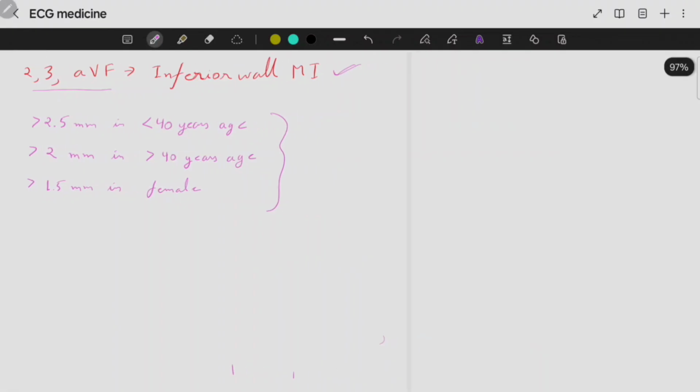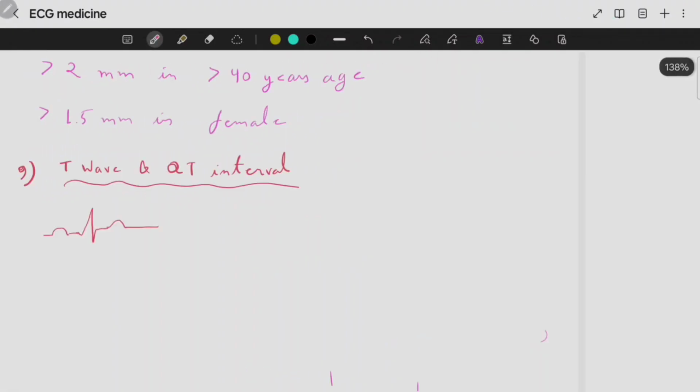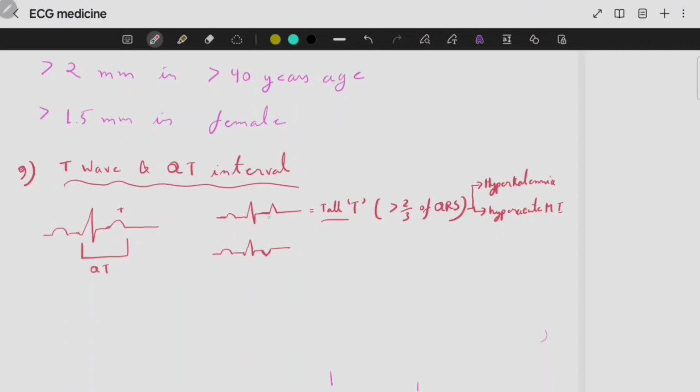Now a few more small things, the T wave and the QT interval. So this is the T wave and this is the QT interval. Okay, beginning of the Q and end of the T is the QT interval. Okay, so T is normally smooth, but T may be tall T, means this type, the steep T. If the T is greater than 2/3 of the QRS complex, then it is called tall T.